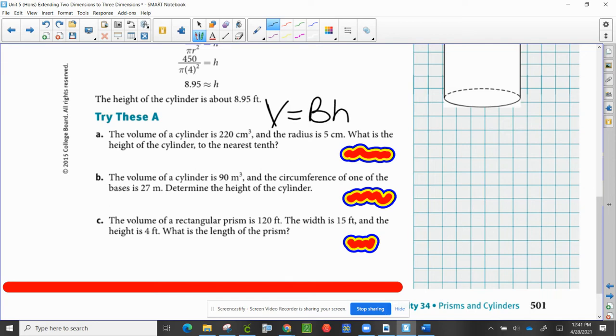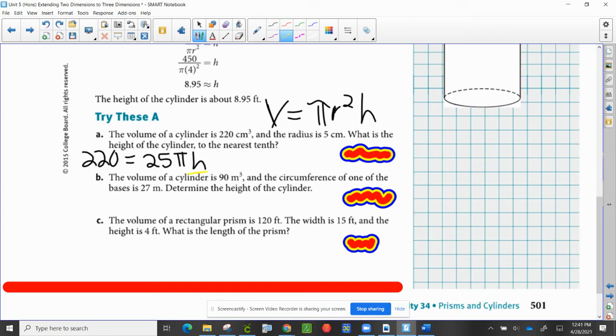Or in this case, since the area of the base is a circle, I might actually use the circle formula instead. Pi r squared times the height. So we know volume is 220, so I'm going to set this equal. 220 is equal to, now our radius they said is 5. So in our formula, we need radius squared. So I'm just going to square 5. 5 squared is 25. So we'd have 25 pi times h.